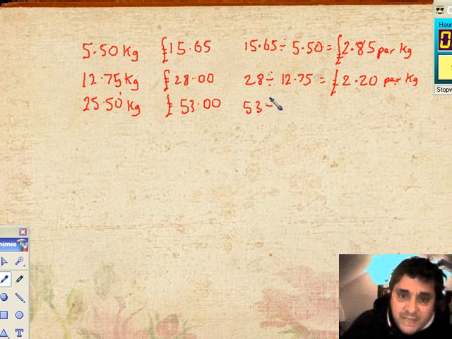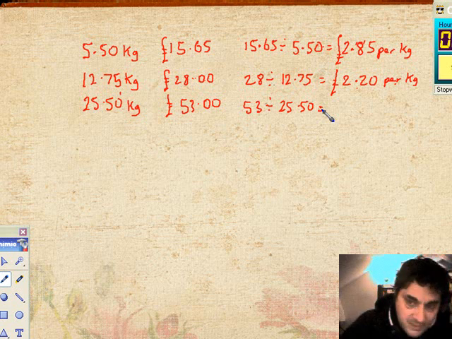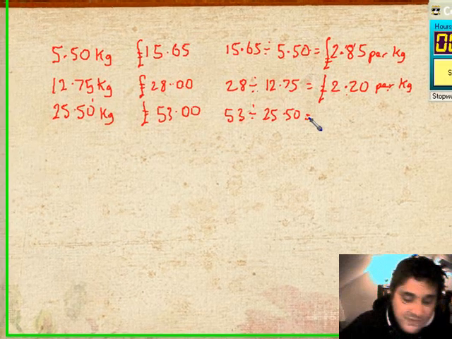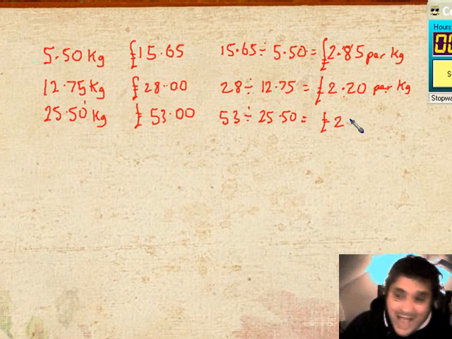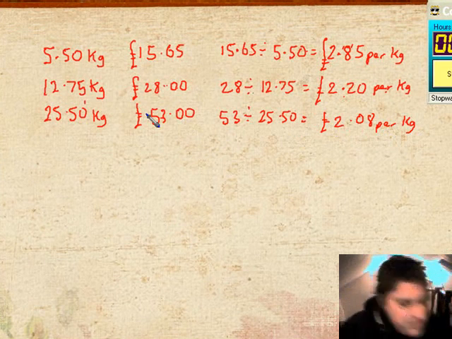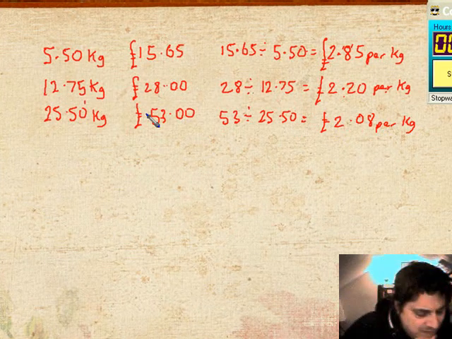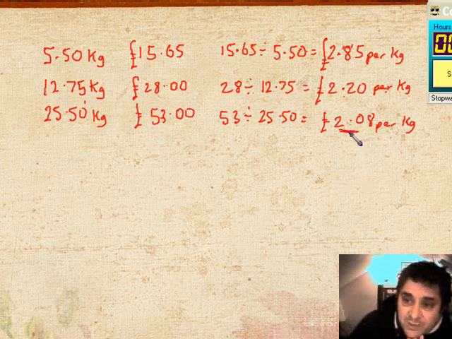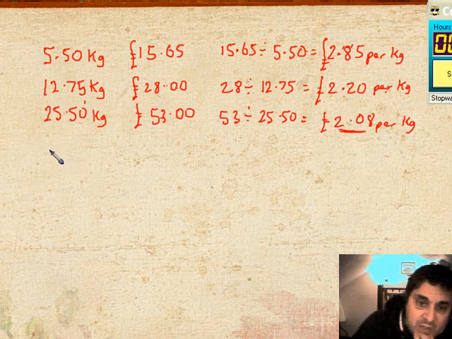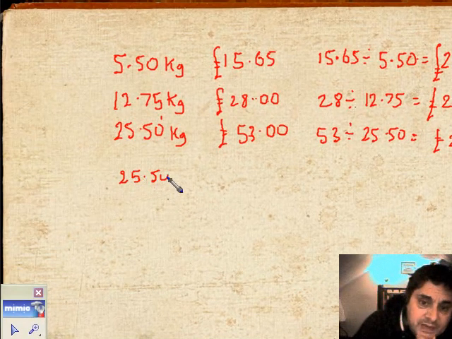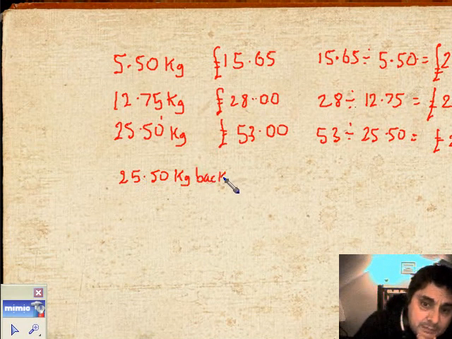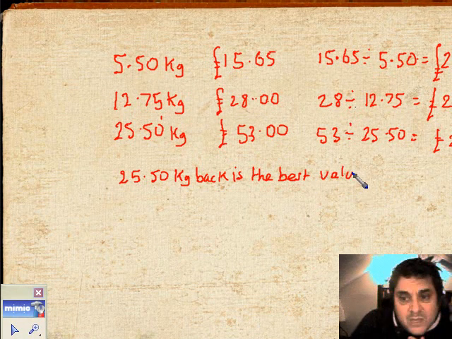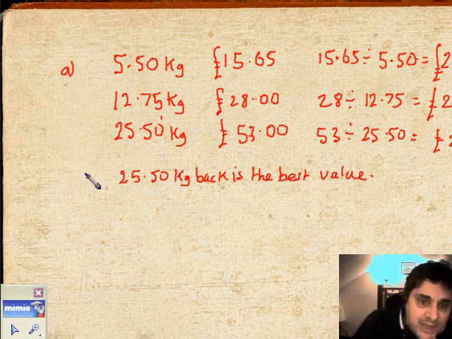£53 divided by 25.50 kilograms, so 53 divided by 25.5, that gives us £2 and 8p per kilogram. So obviously the more you buy, the cheaper it is. So that's part A done. It says which pack offers the best value for money. Well, we've done the calculation. That is a lot cheaper than any of the other two, so therefore the 25.5 kilogram bag is the best value.